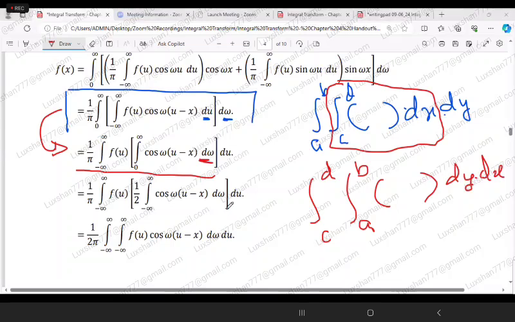Now look at here. 1 over 5. I'm changing the order of integration, and then I'm getting this one. Now what I'm doing is, look at here.